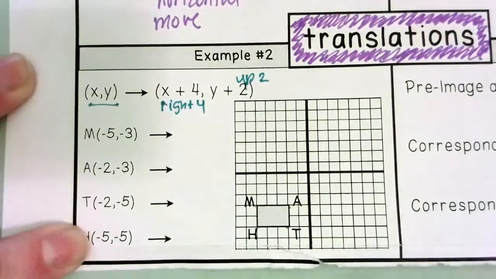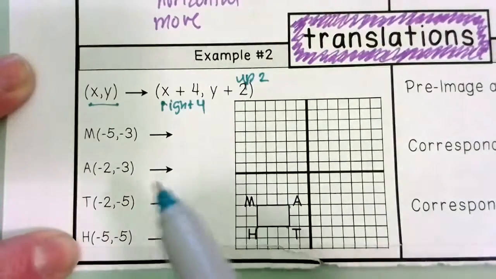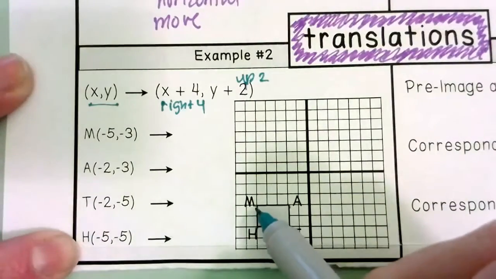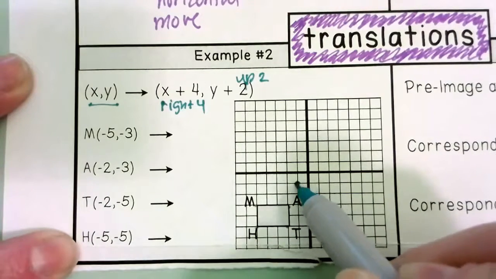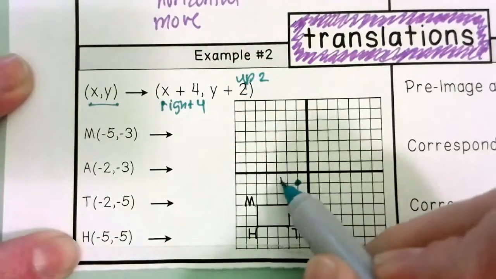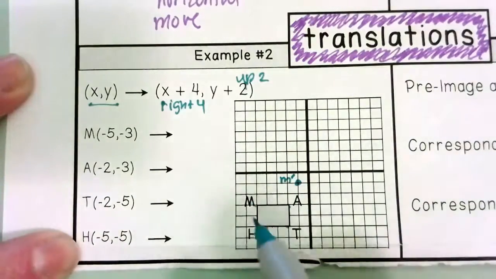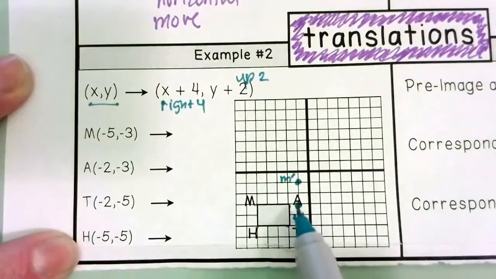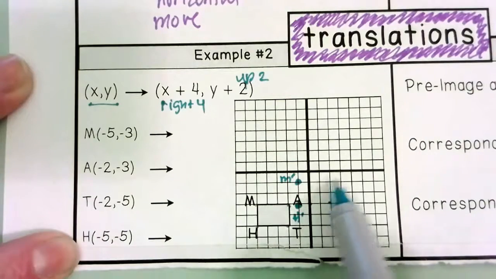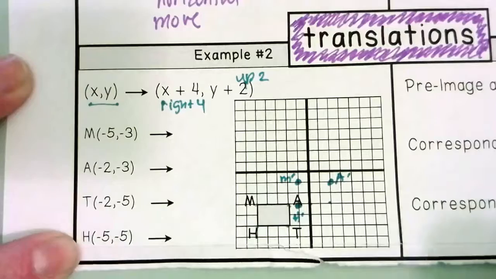Okay. So if we look at our points, M, I'm going to go to the right 4. 1, 2, 3, 4, and up 2. 1, 2. That's my new M, M prime. H, we go to the right 4. 1, 2, 3, 4, and up 2. A, we go to the right 4. 1, 2, 3, 4, and up 2. 1, 2. That's my A prime.